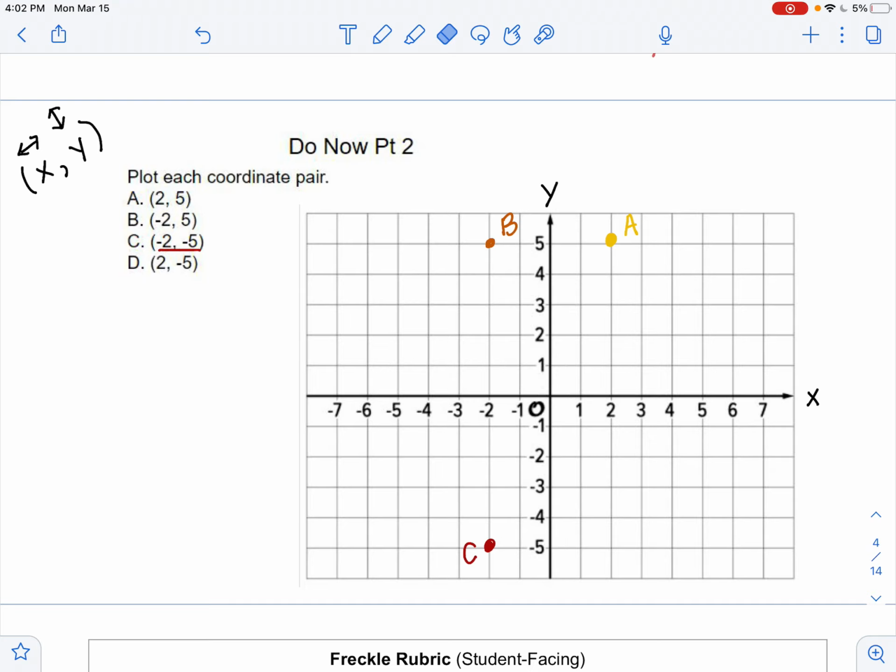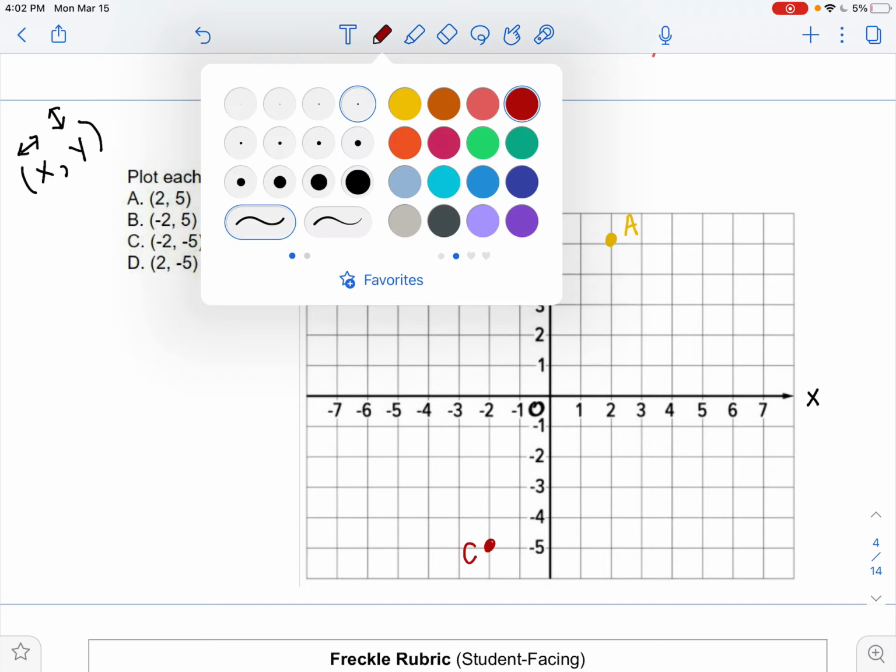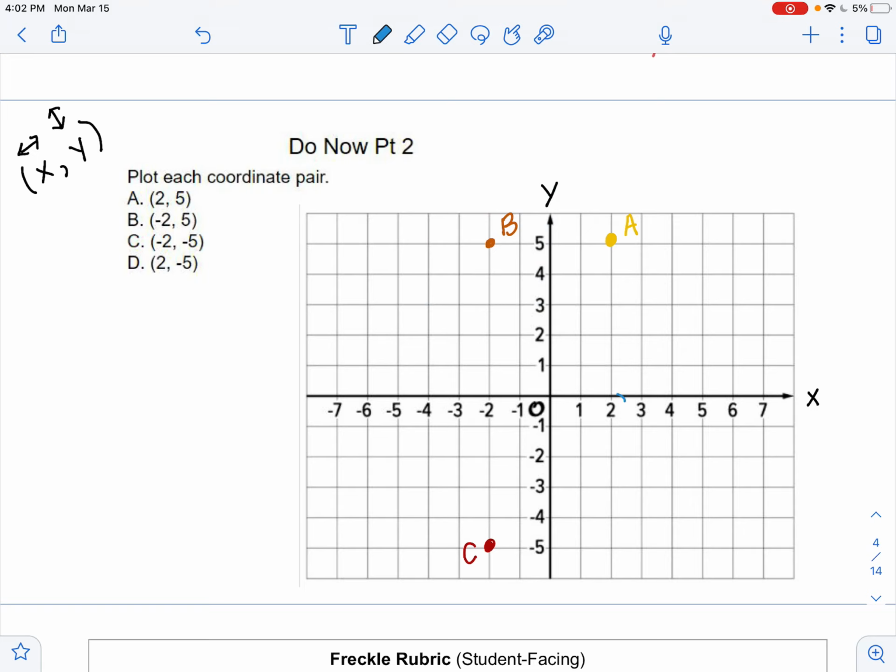And finally, I have +2, -5, that's point D. I'm going to go over to the +2, down to the -5, that is point D. So again, you want to line up with your x value, which is 2, that's your x, and your y value, which is -5. And that will always work for plotting any points. That should be a little review of what we've been covering the last few classes.